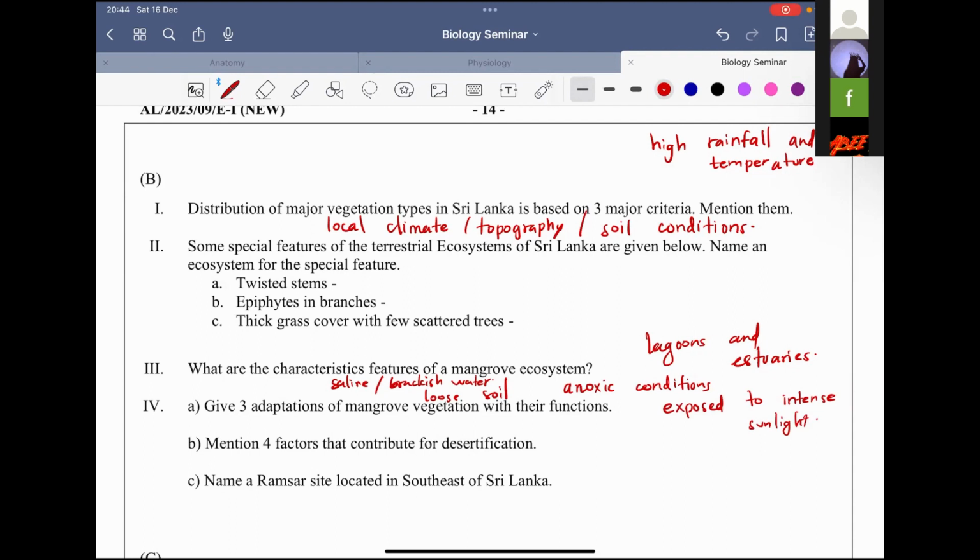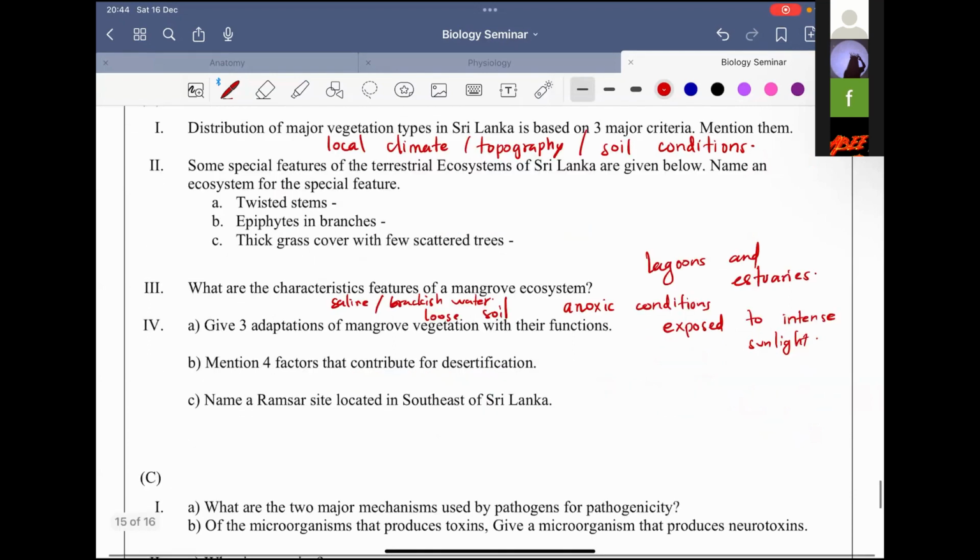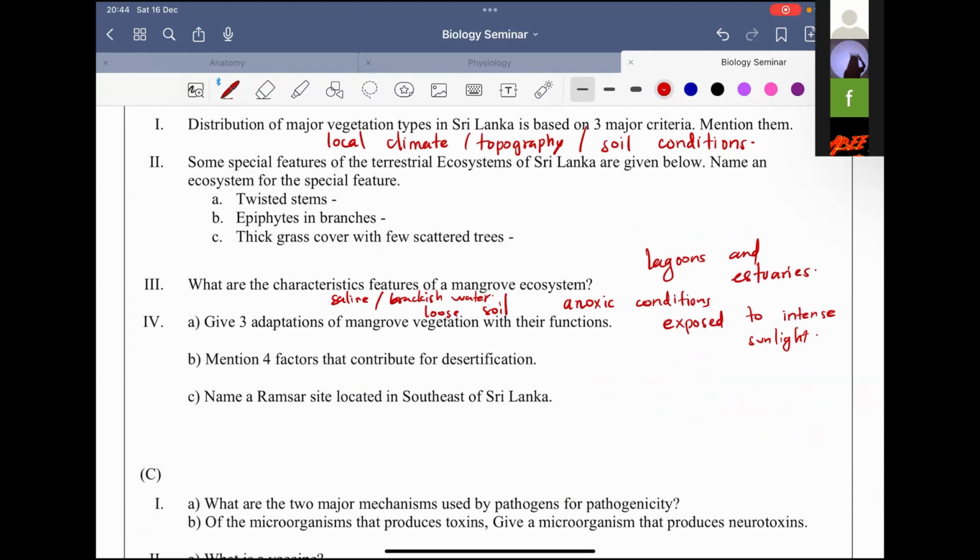Right, so these are the features of a mangrove ecosystem. I hope you know there are mangrove plants which can be categorized into two groups, which are the true mangroves, right? So you should know that also. Now, next, give 3 adaptations of mangrove vegetation with their functions. So these mangrove vegetations have some adaptations specialized for certain functions.